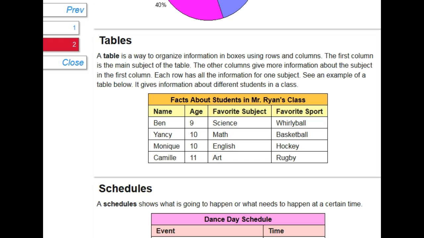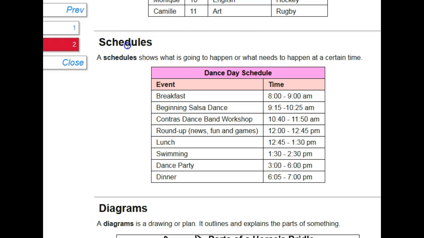It gives information about different students in a class. This is a table about facts about students in Mr. Ryan's class. Here are the names of students, their ages, their favorite subject, and their sport. A schedule shows what is going to happen or what needs to happen at a certain time. This is the dance day schedule. It lists the event for the dance day and the time it happens.